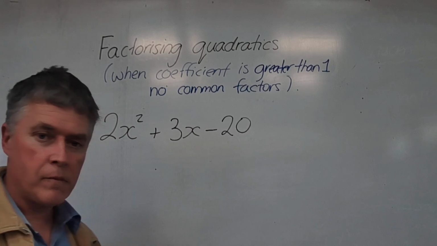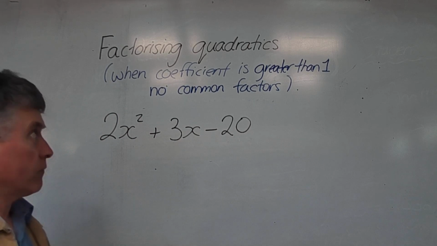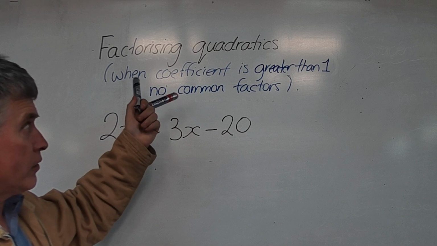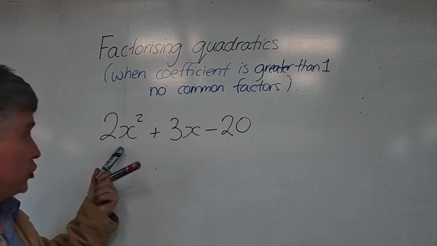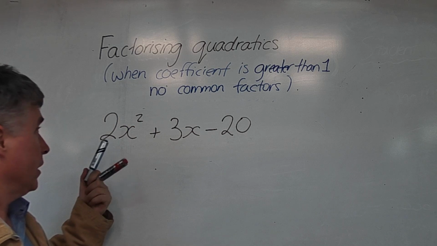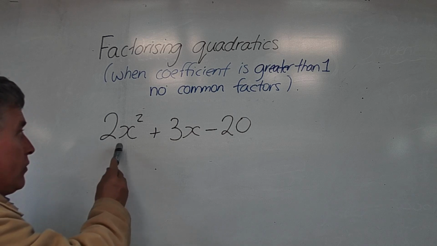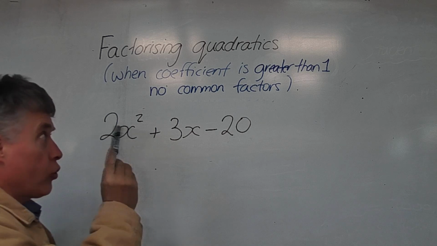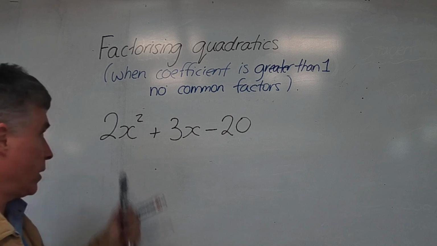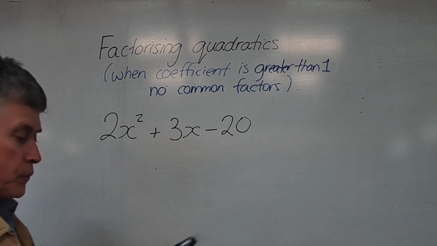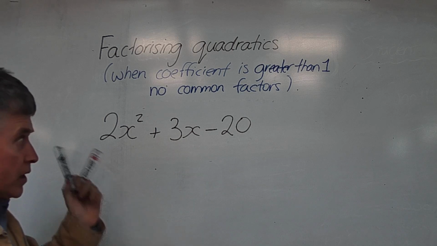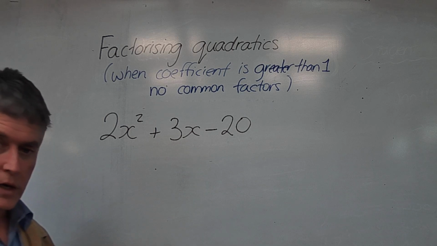Okay, welcome back. Factorising. Now, when we're factorising a quadratic and we find the coefficient, the number in front of the x squared, is actually greater than 1, but I do notice there are prime numbers in there, so there's no common factor. Okay, so you might pick, oh, there can't be a common factor. Okay, so if you are in this situation, you need to do additional steps.